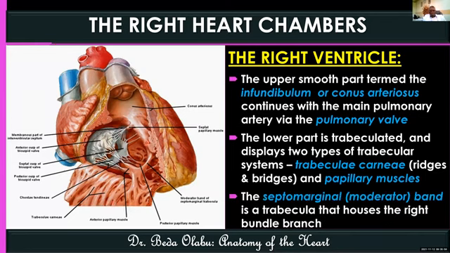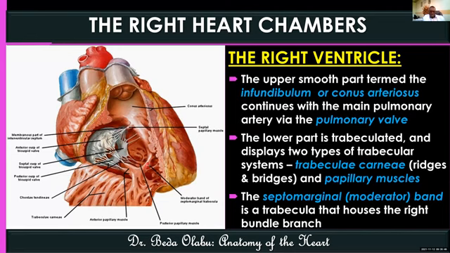One of the trabecular systems is worth mentioning. We call it the septomarginal band, or otherwise known as the moderator band, the one I'm pointing at. The moderator band extends from the interventricular septum, the septum separating the right ventricle from the left ventricle. It extends from there up to the base of the anterior papillary muscle. We call that the moderator band or the septomarginal band.